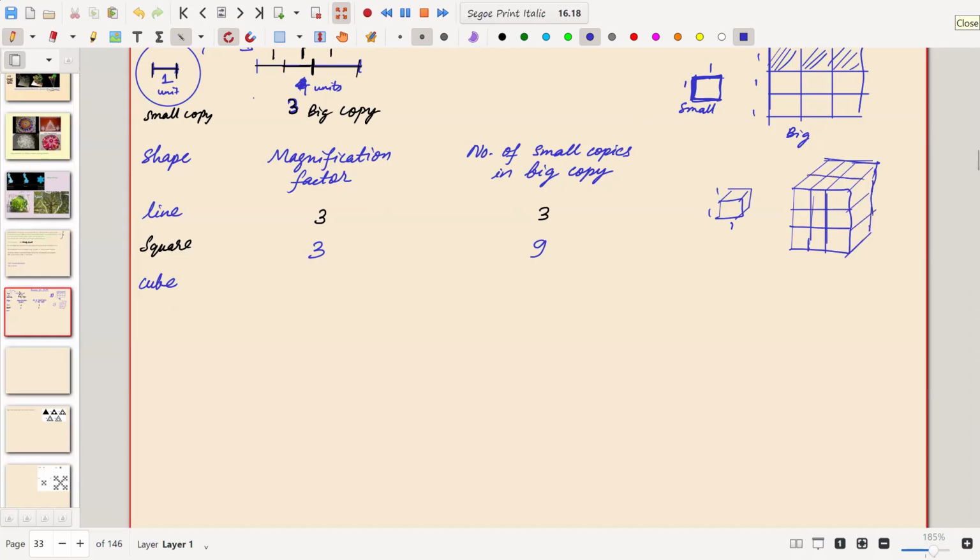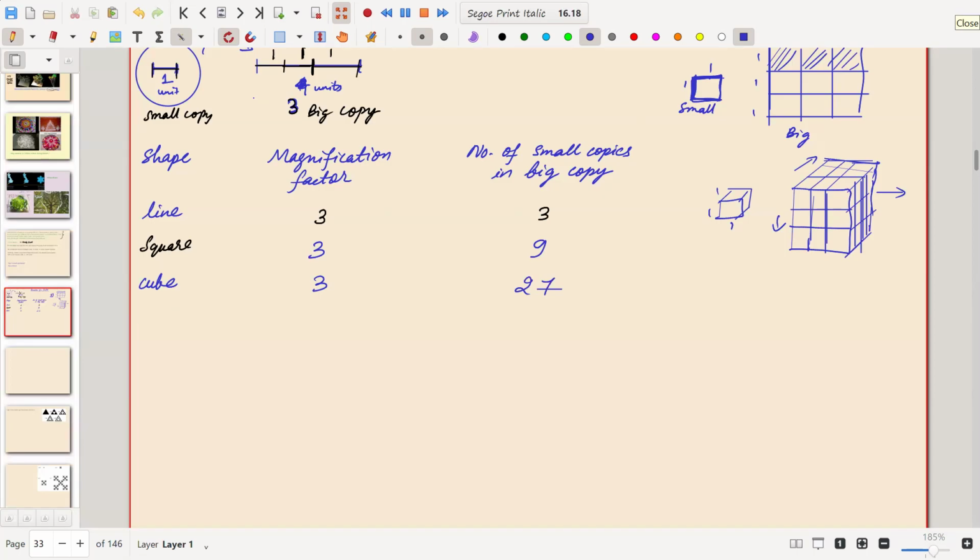Okay. I mean, yeah, not that much of a good one, but yes, you can understand. So how many times do you have to stretch it? You have to stretch it on this side also, on this side also, on this side also. So the magnification you have to do 3 times again. But how many copies will fit inside this? Yes, 27. Right? Agree? Okay.